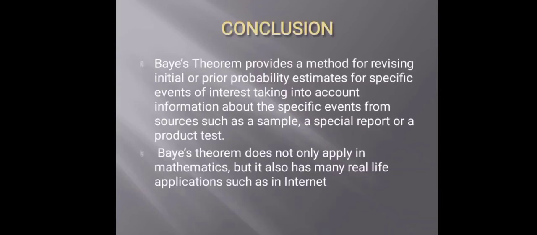Conclusion. Bayes theorem provides a method for revising initial or prior probability estimates for specific events of interest, taking into account information about the specific events from sources such as a sample, a special report, or a product test. Bayes theorem is used not only in mathematics, but it also has many real life applications such as the internet. Thank you.